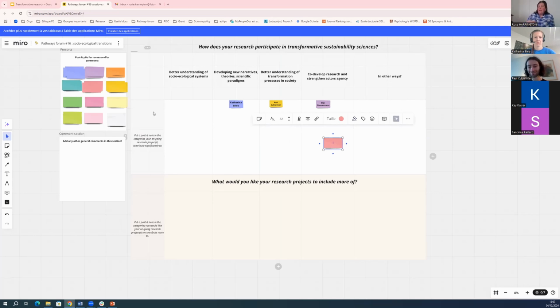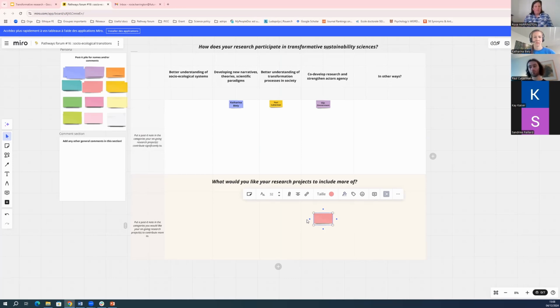And lastly, okay, the second question is here on the second line. This is for how would you like to do your research projects differently? What type of transformation would you like to include more of? And what difficulties do you think you might come across if you were to do your research projects differently?